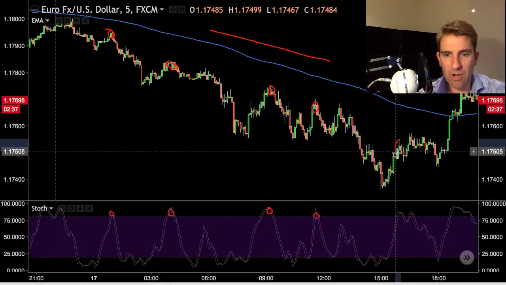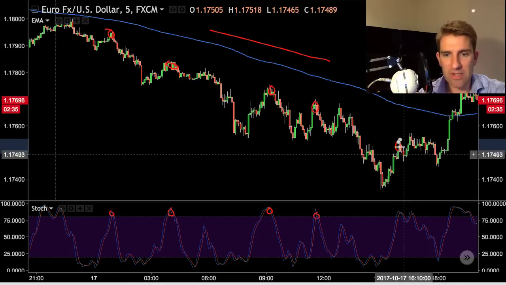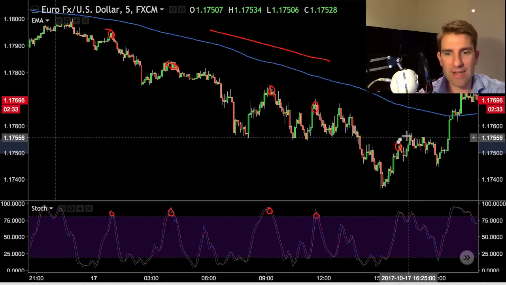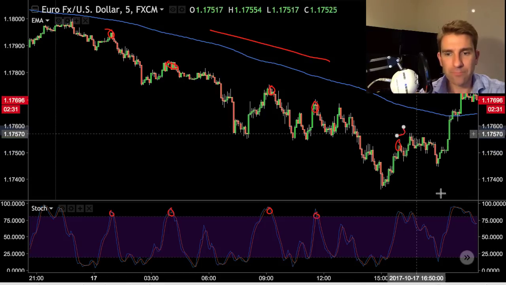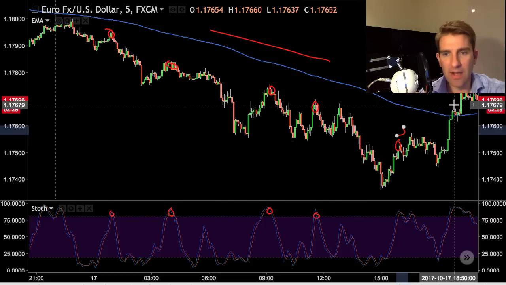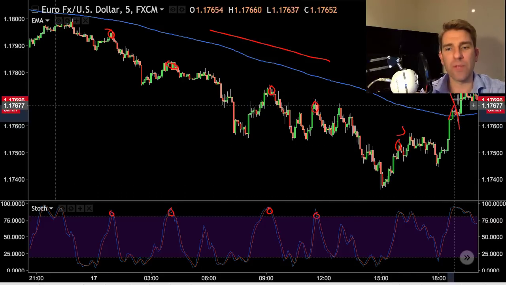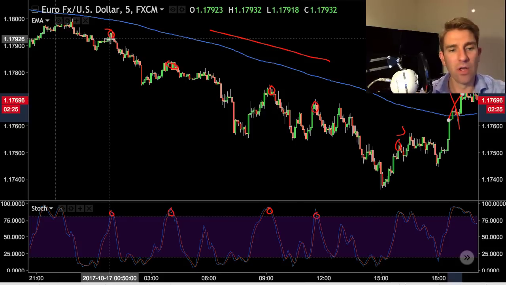Here we've got one more. That's going to be a stop out, isn't it? Because we're probably not going to quite get it. So that's a stop here. Then we get another overbought here, but we're above the 200 period. We don't get a trade.